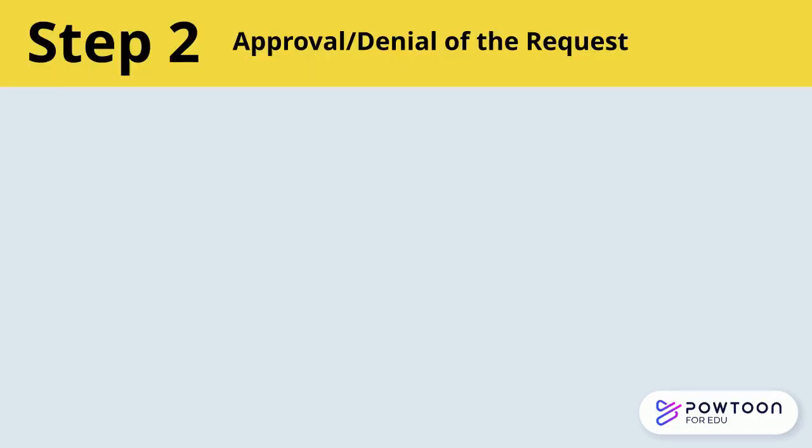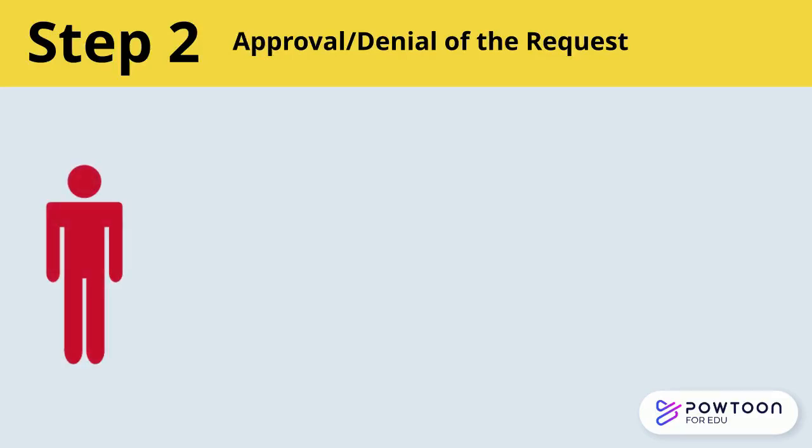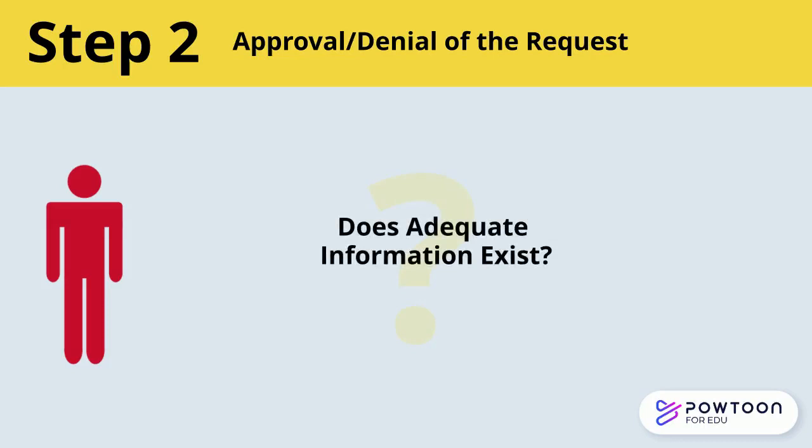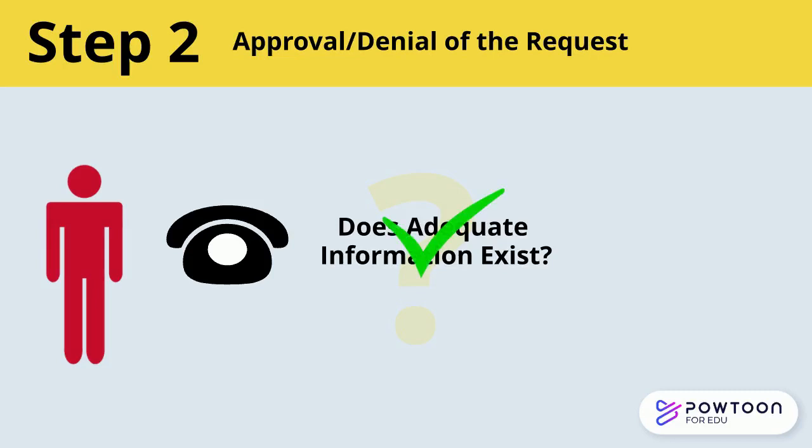Step 2, approval or denial of the request. The school nurse or mental health staff will conduct an initial review of the request to determine whether adequate information exists. If adequate information does not exist, they'll contact the ordering health professional and parent to obtain more information. Once the nurse or mental health staff feel they have enough information to determine whether the need is clear, the next steps will differ depending on whether or not the student has an IEP or 504 plan. If the student has an IEP, the school nurse or mental health staff will inform the case manager of the need to schedule an IEP meeting.